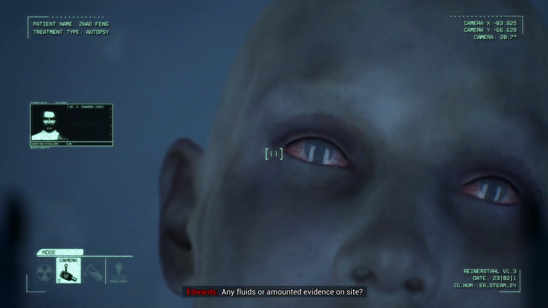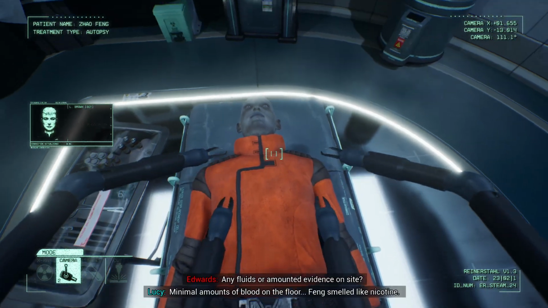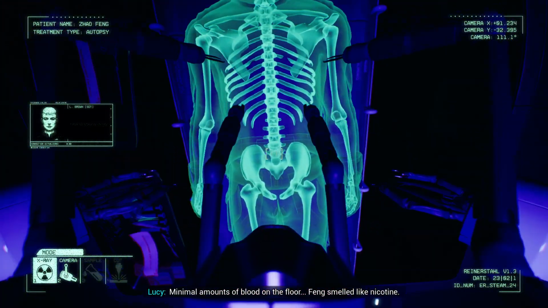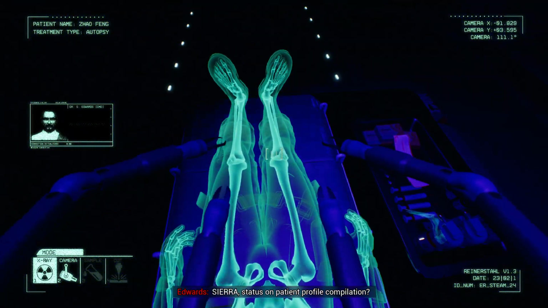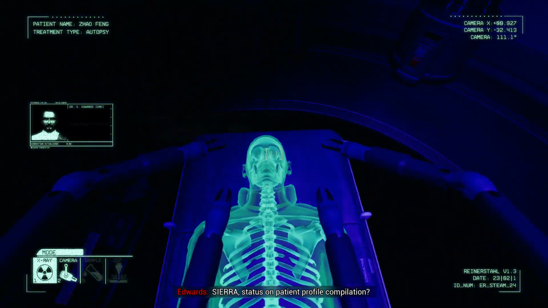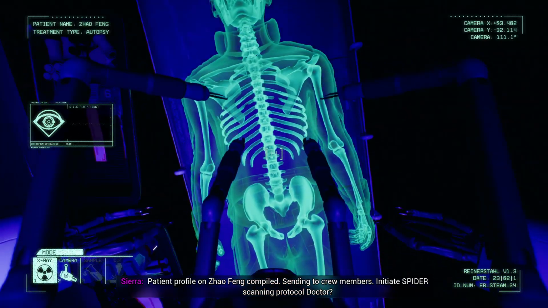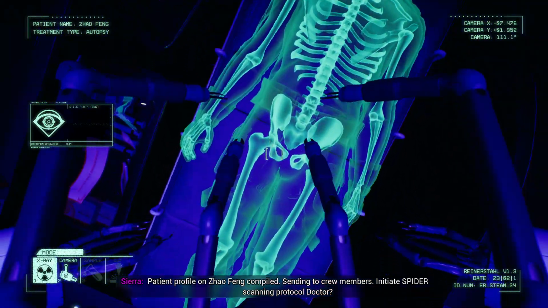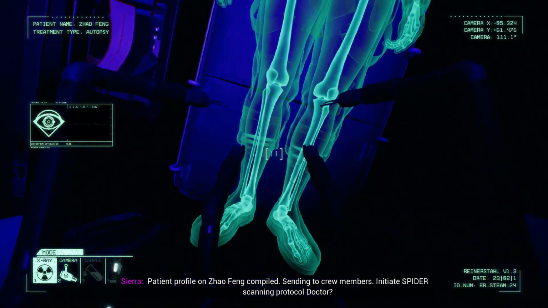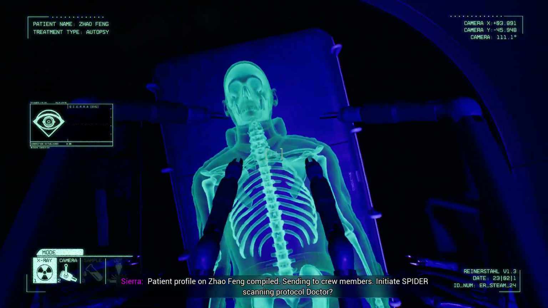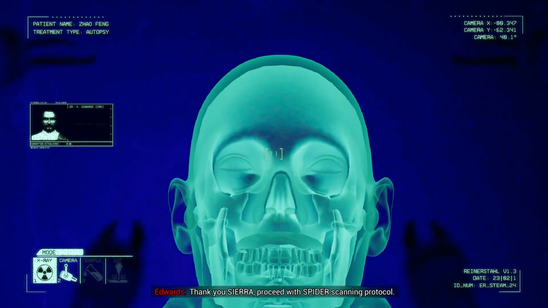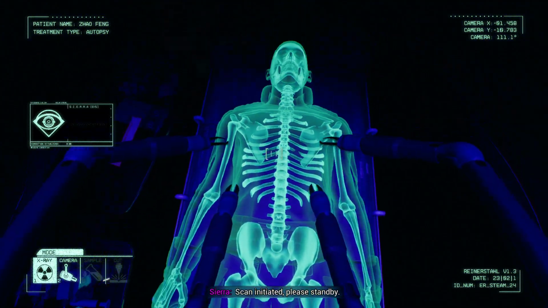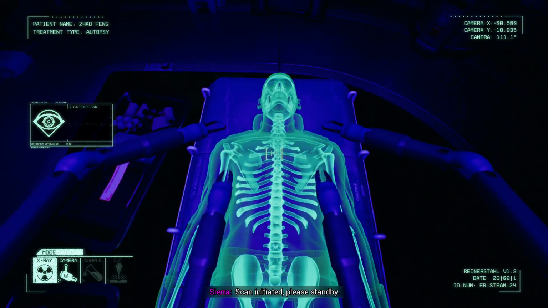Any fluids or mounted evidence on site? Minimal amounts of blood on the floor. Feng smelled like nicotine. Sierra, status on patient profile compilation. Patient profile on Zhao Feng compiled. Sending to crew members. Initiate spider scanning protocol, Doctor. Thank you, Sierra. Proceed with spider scanning protocol. Scan initiated. Please stand by.